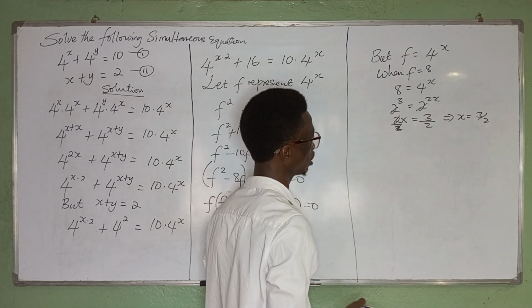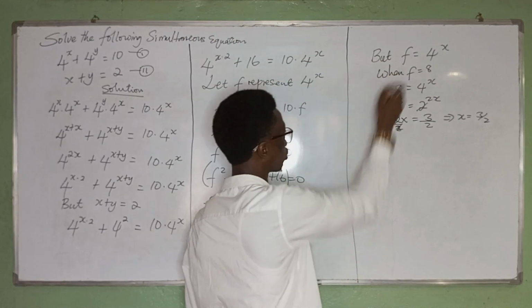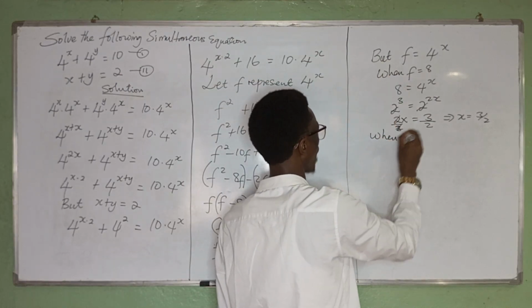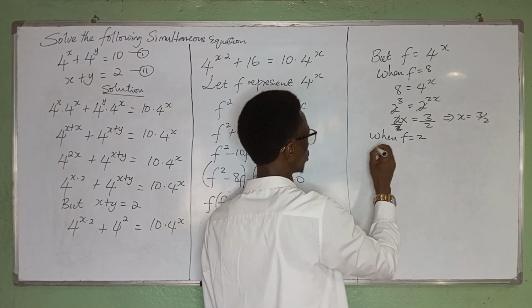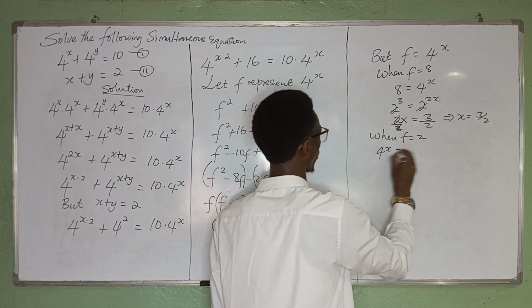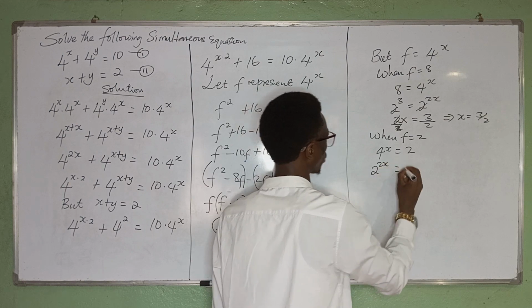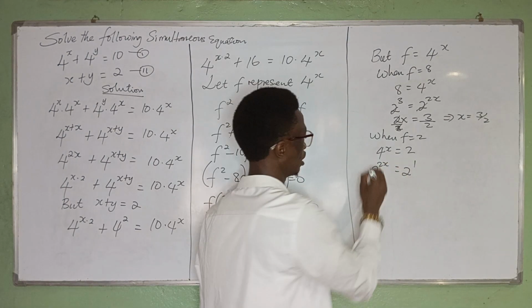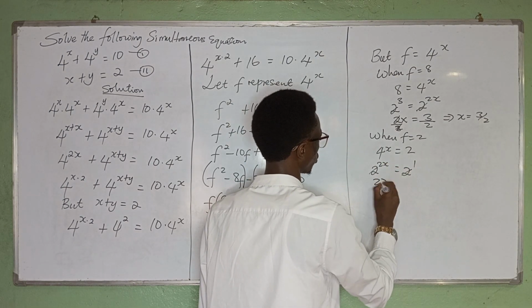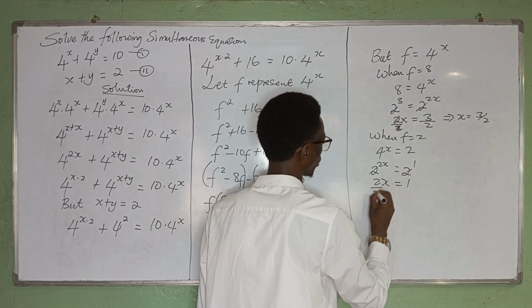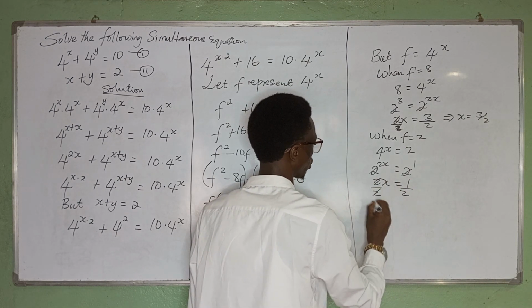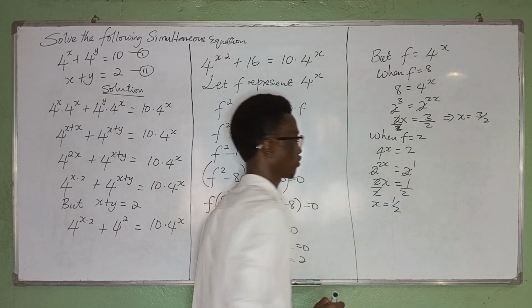Okay, the next thing we need is when f now equals 2. So we are going to have 4 raised to the power x equals 2. We express this as 2 raised to the power 2x equals 2 raised to the power 1. This and this cancel. We are going to have 2x equals 1. We divide both sides by 2, so x equals half.